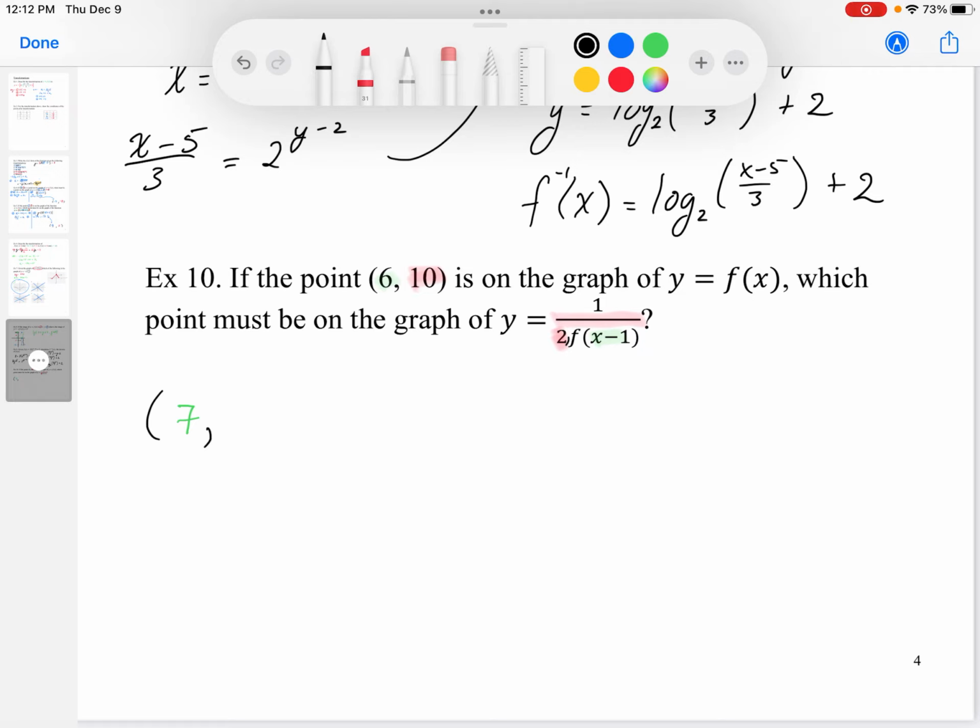For the y transformation, we're going to multiply by 2 and then do a reciprocal. So I'm going to take that value of 10, multiply it by 2, and I get 20. So I end up with 1 over 20 as the y coordinate of that transformation. And again, I just need to separate what's happening with the x from what's happening with the y.